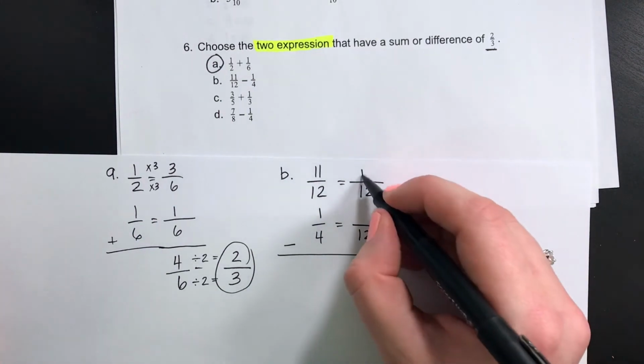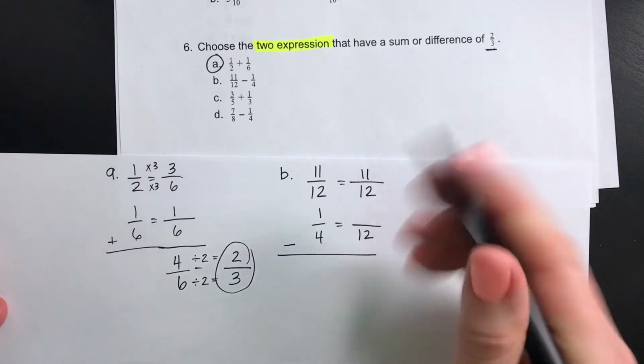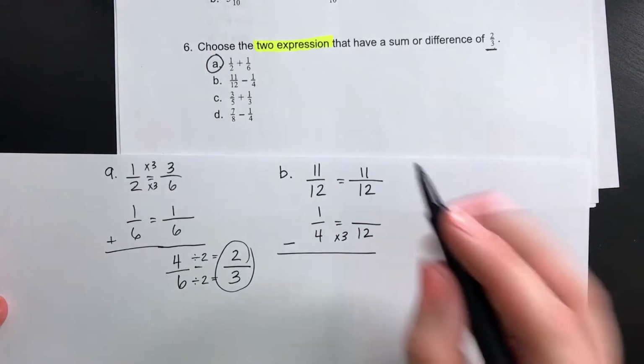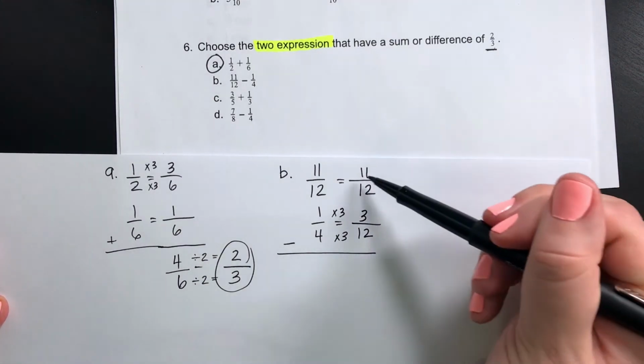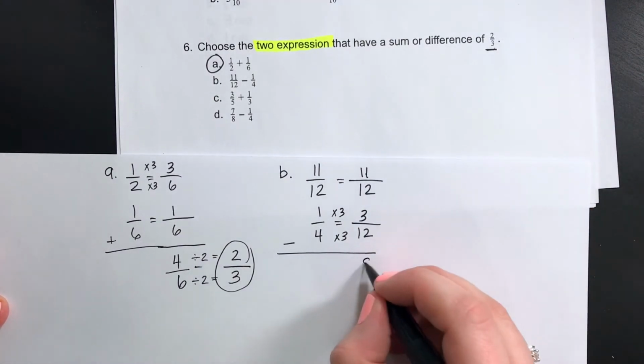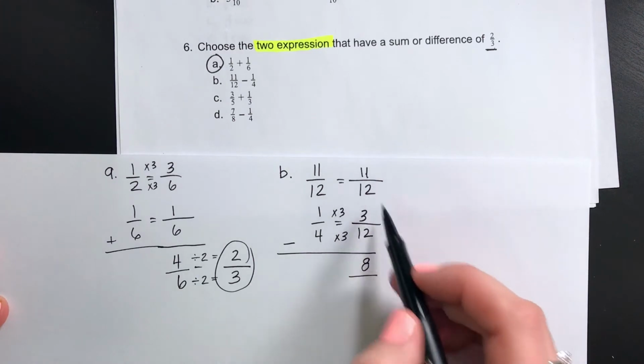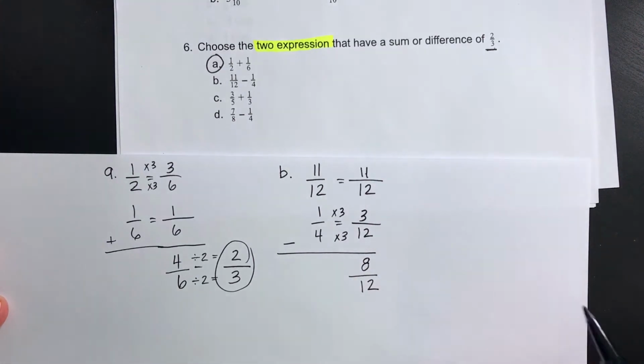11/12 is not changing, so we're just going to pull that 11 over. But 4 times 3 gives me 12, and 1 times 3 gives me 3. So now we need to subtract. 11 minus 3 is 8, and then we just pull down our denominator, 12, and we get 8/12.